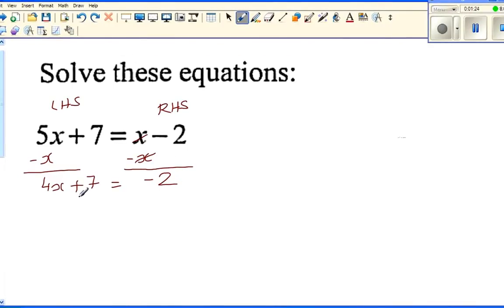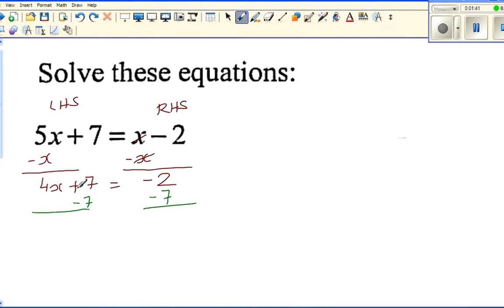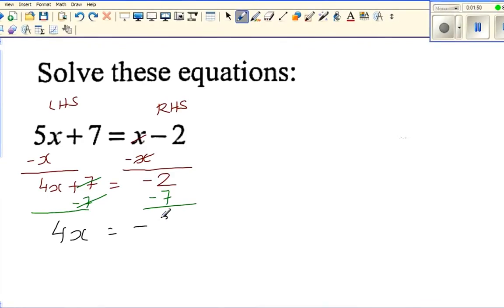So what's the opposite of plus 7? That's minus 7. So if you take away 7 from the left hand side, you should take away 7 from the right hand side. So this and this get cancelled. So now you've got 4x on the left hand side is equal to negative 2 take away 7, which is negative 9.